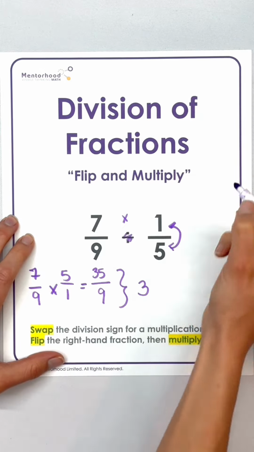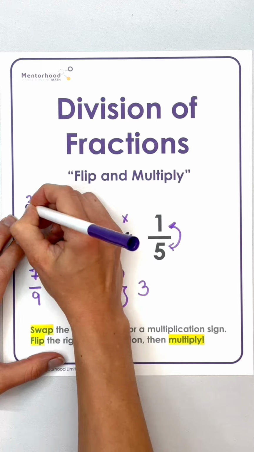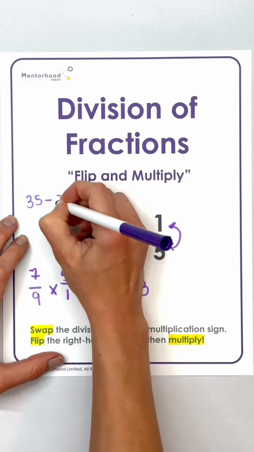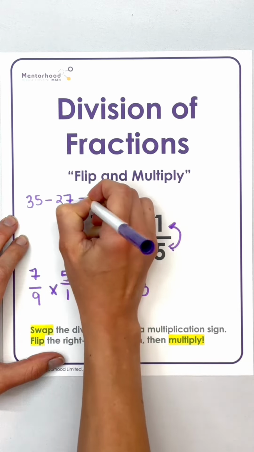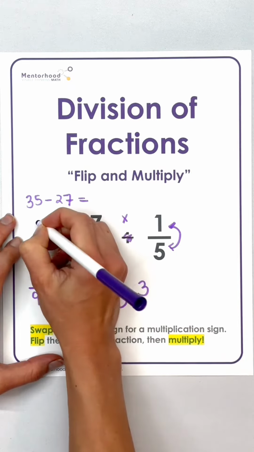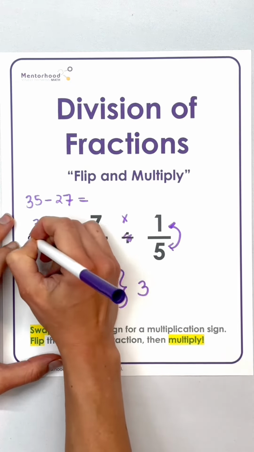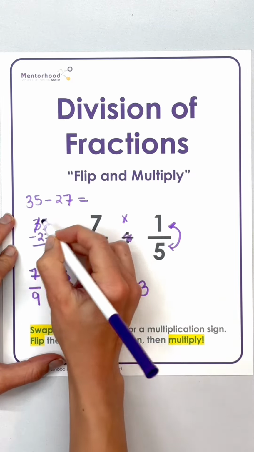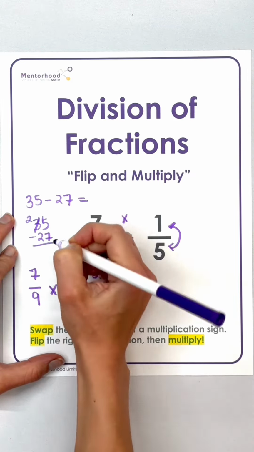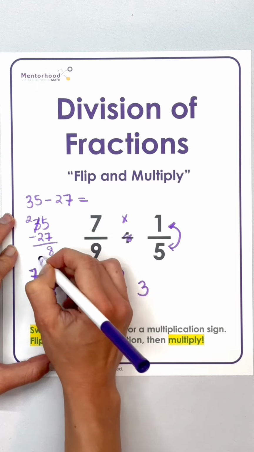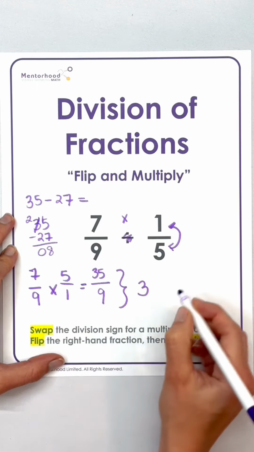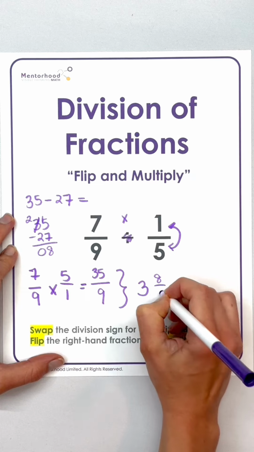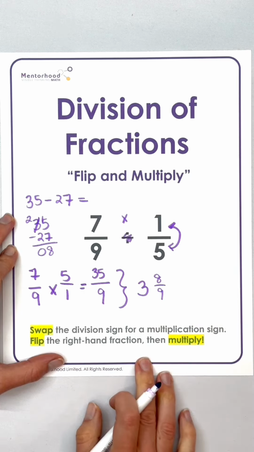27. So I'm just going to take 35 minus 27 to get my leftovers. 35 minus 27, I can do that in column form, equals, borrow, 2, 15 minus 7 is 8, 2 minus 2 is 0. So 8 over 9 left over. Okay, good job.